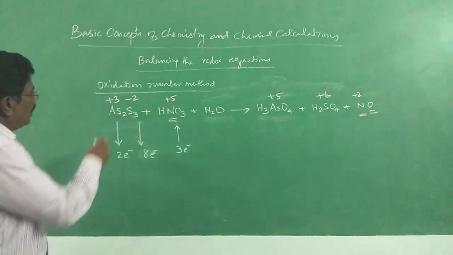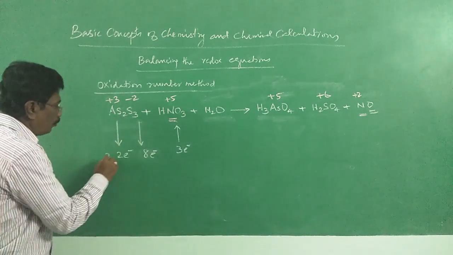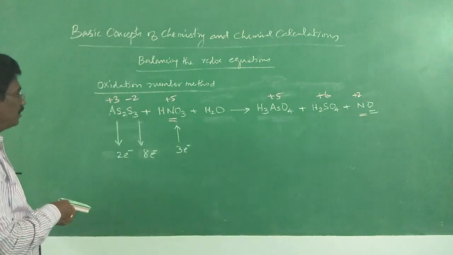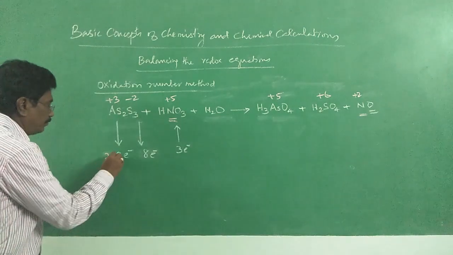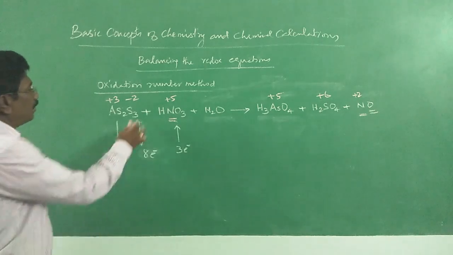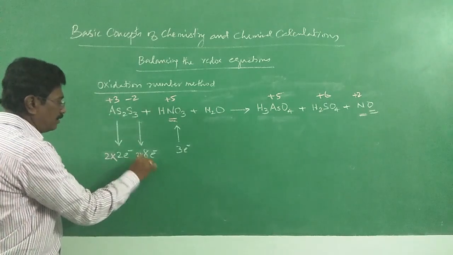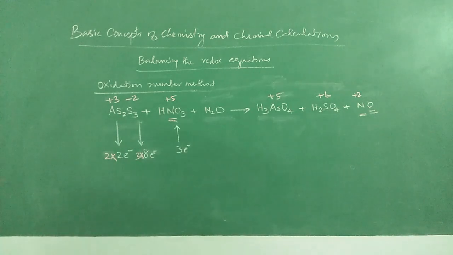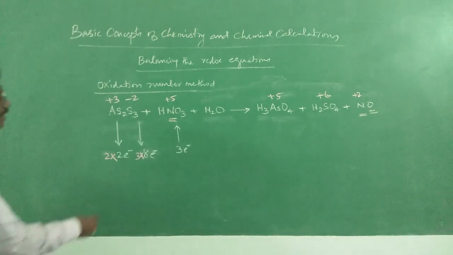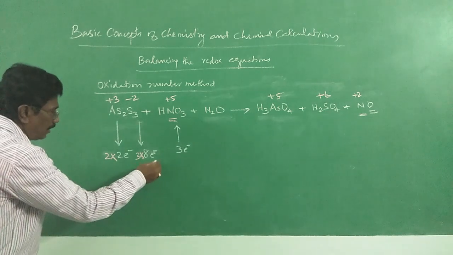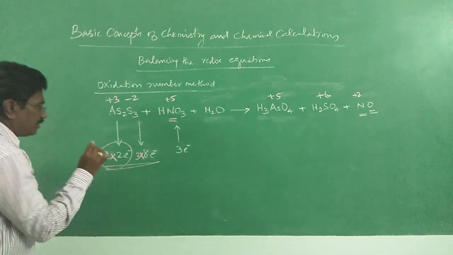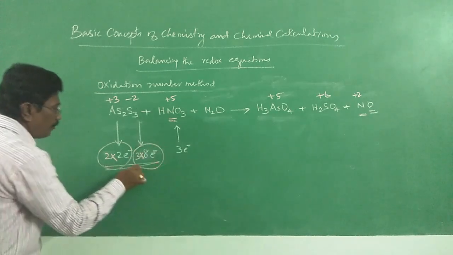Now, here 2 atoms of arsenic and therefore 2 into 2. Alright. 2 atoms of arsenic, therefore 2 into 2. Here 3 atoms of sulfur, therefore 3 into 8. Totally, how many electrons are lost? How many electrons are lost totally? 2 into 2, 4 electrons. 3 into 8, 24 electrons.